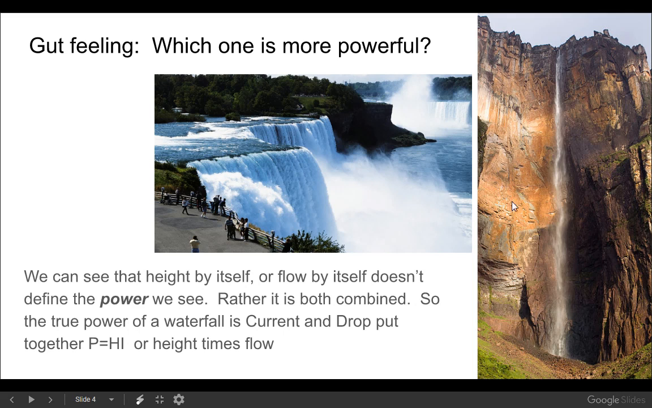So what if we combined the two and made Niagara Falls fall as far as Angel Falls? If Niagara Falls fell as far as Angel Falls falls, then the waterfall would be the most powerful in the world. And I didn't stutter on that one. Seashells.